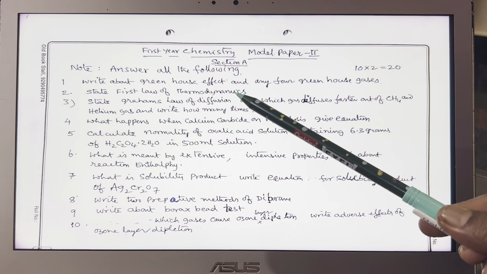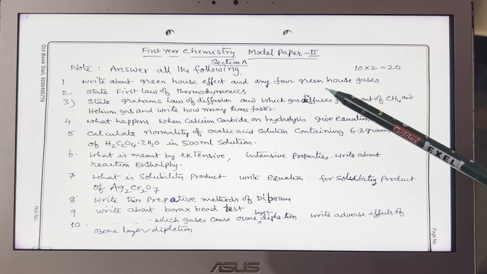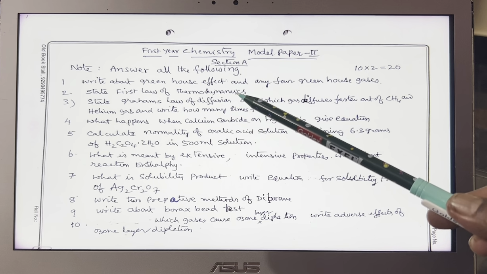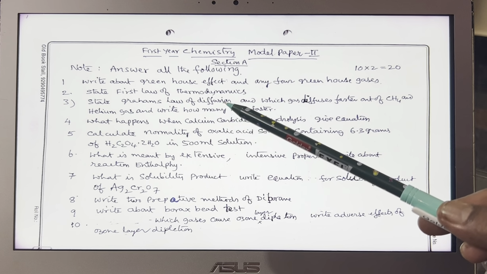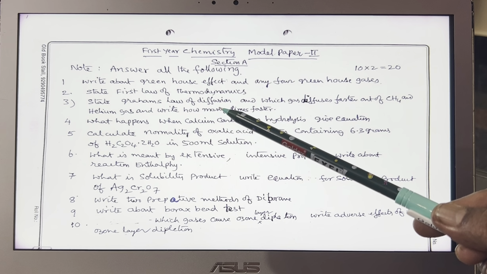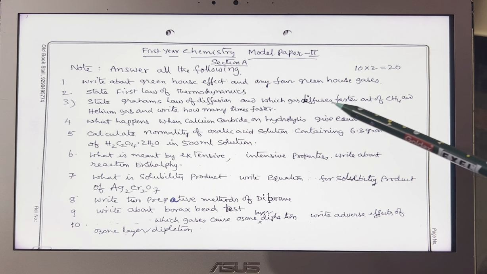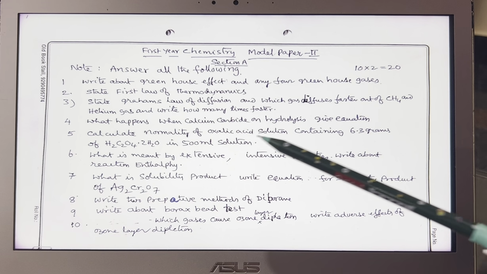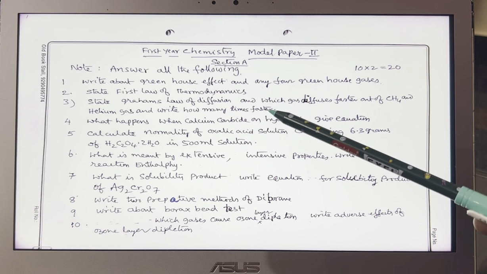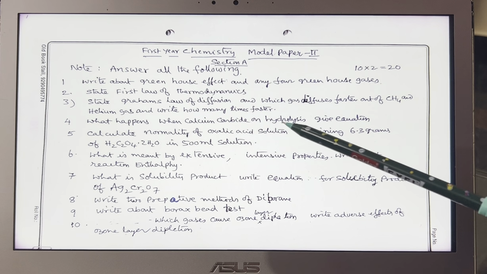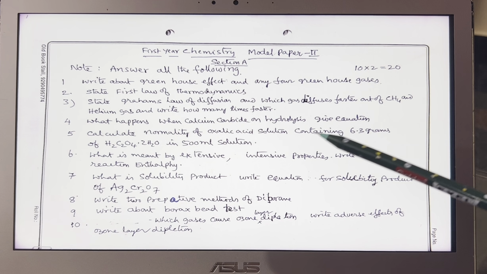Write about greenhouse effect and any 4 greenhouse gases. State first law of thermodynamics. State Graham's law of diffusion, and which gas diffuses faster out of CH4 and helium gas, and write how many times faster. Fourth question is what happens when calcium carbide undergoes hydrolysis, give equation.